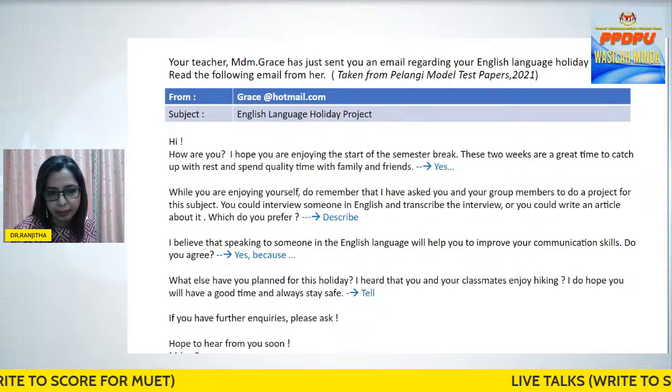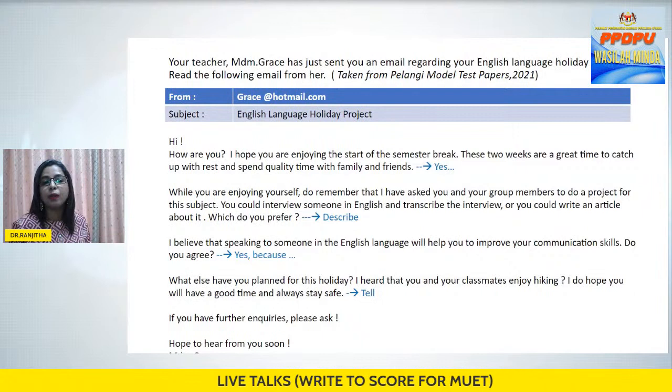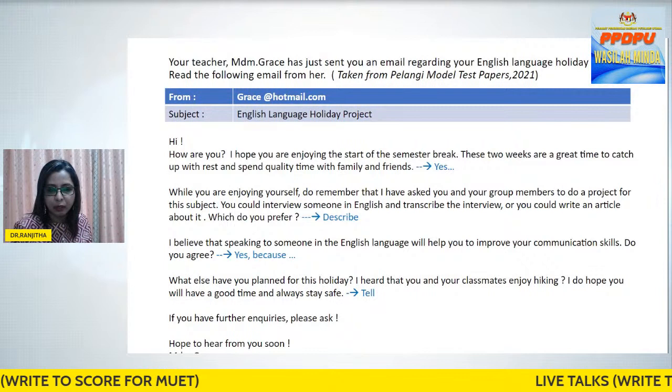Keep an eye on what the note actually says, because you should not be deviated, you should not be off track. So be careful with the notes. And what else have you planned for this holiday?